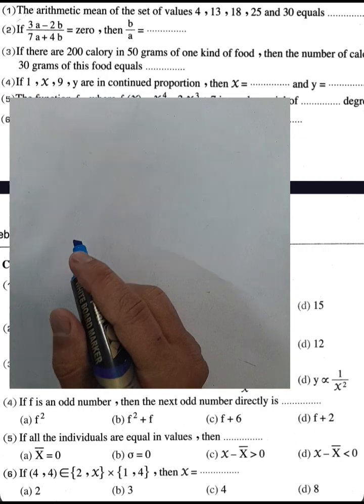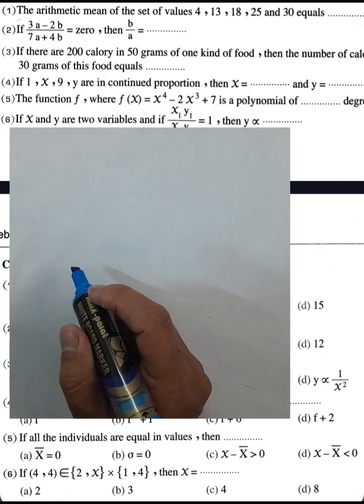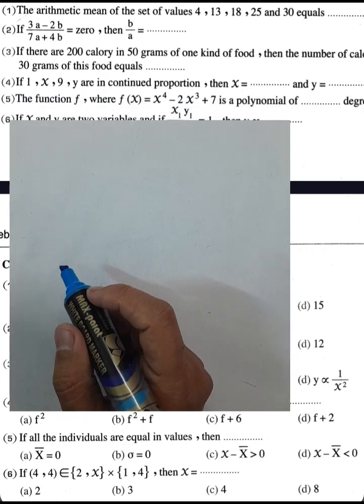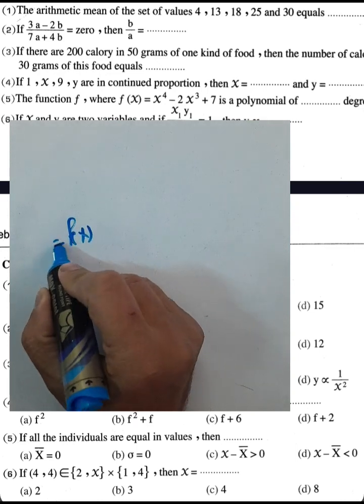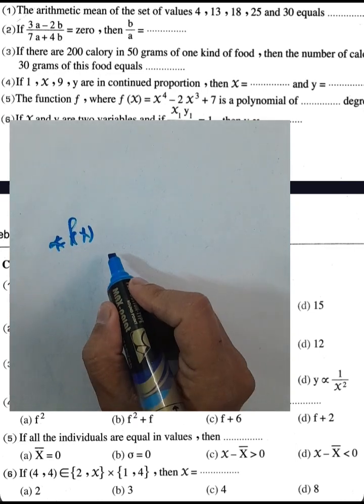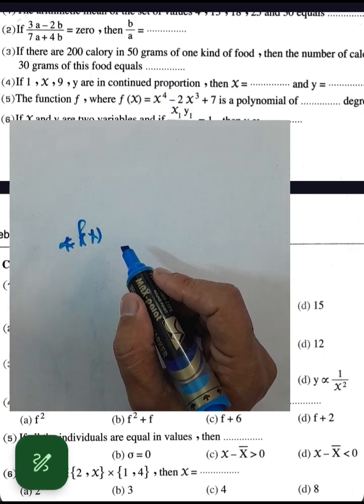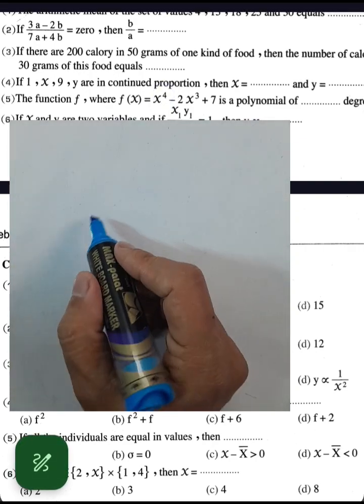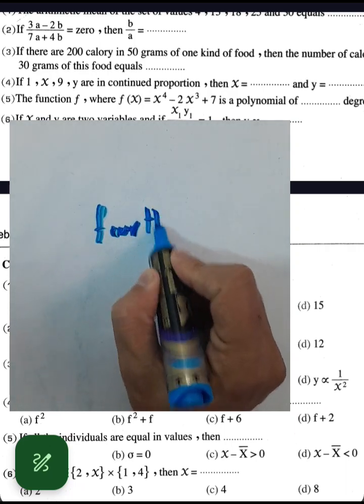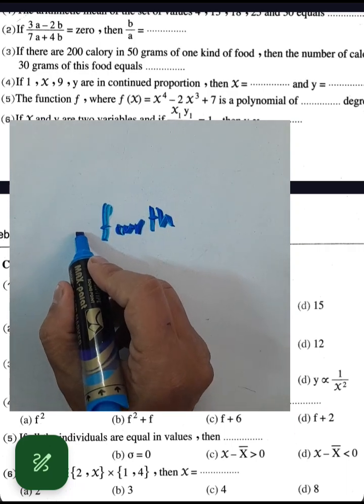Next example, number 5. The function f of x is of what degree? Fourth degree, because we have x to the power 4. It is a polynomial of the fourth degree. Then you must write fourth degree as the answer to question number 5.